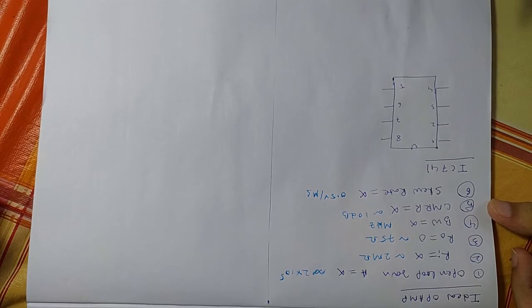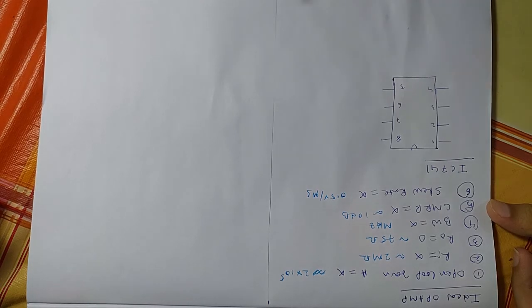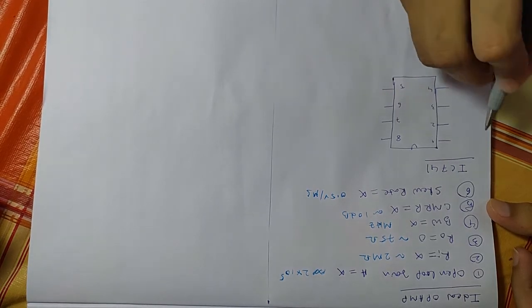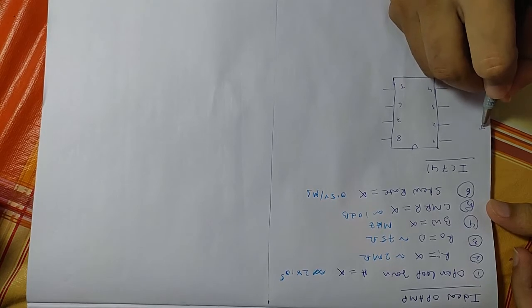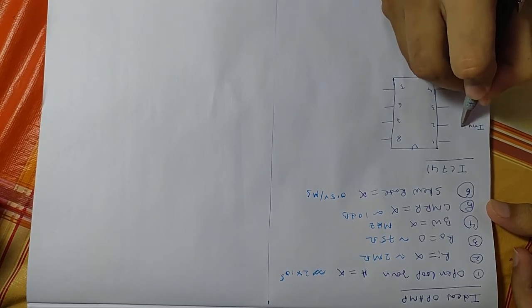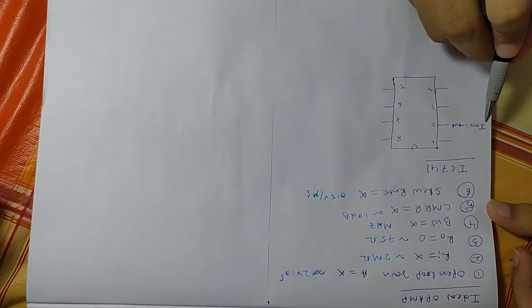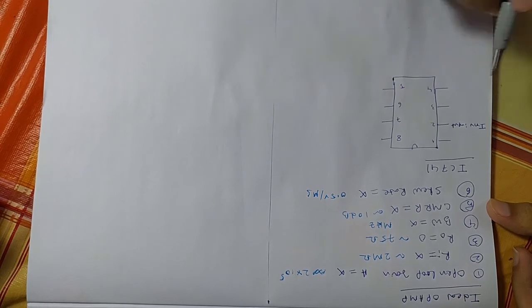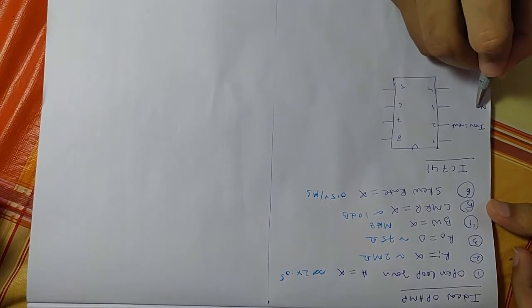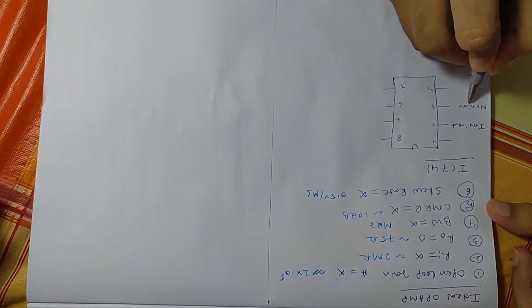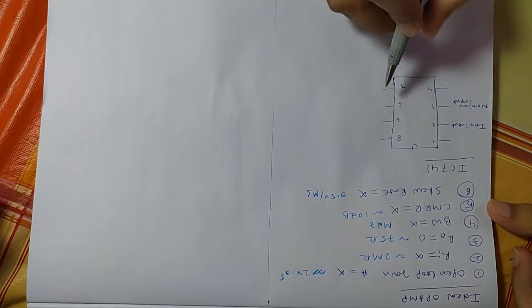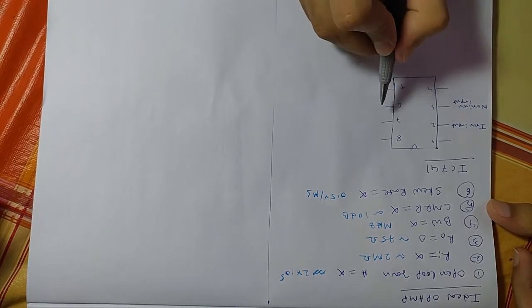Now, as we have already seen, op-amp has two inputs, one is inverting input, another one is non-inverting input. So pin number 2 is the inverting input. Pin number 3 is the non-inverting input. And output is pin number 6.